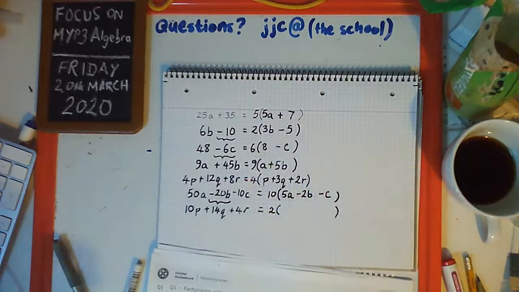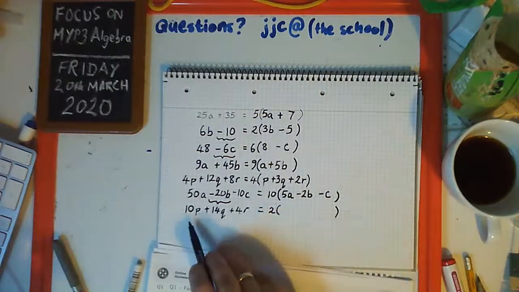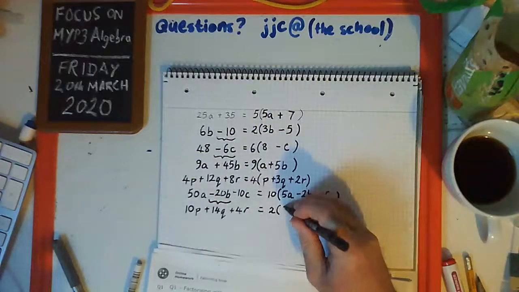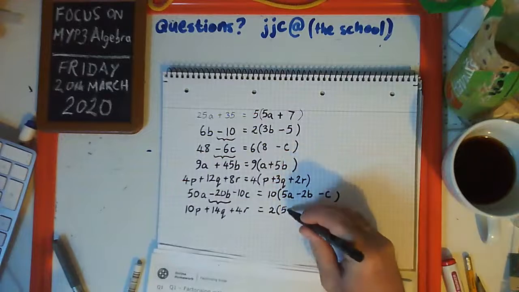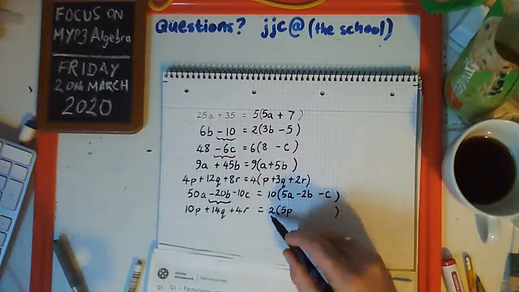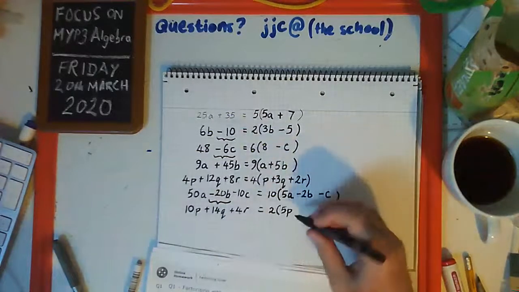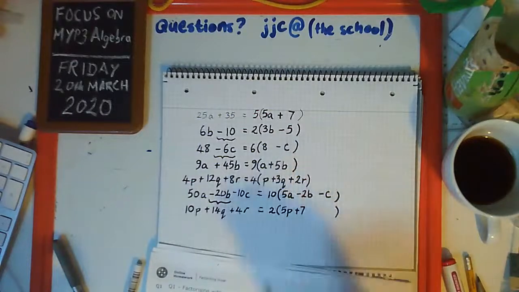So I'm going to take 2 outside the brackets. 2 times what will give me 10p. So 2 times 5 will give me 10, and 2 times 5p will give me 10p. 2 times what will give me 14q. Okay, so 2 times 7 will give me the 14.